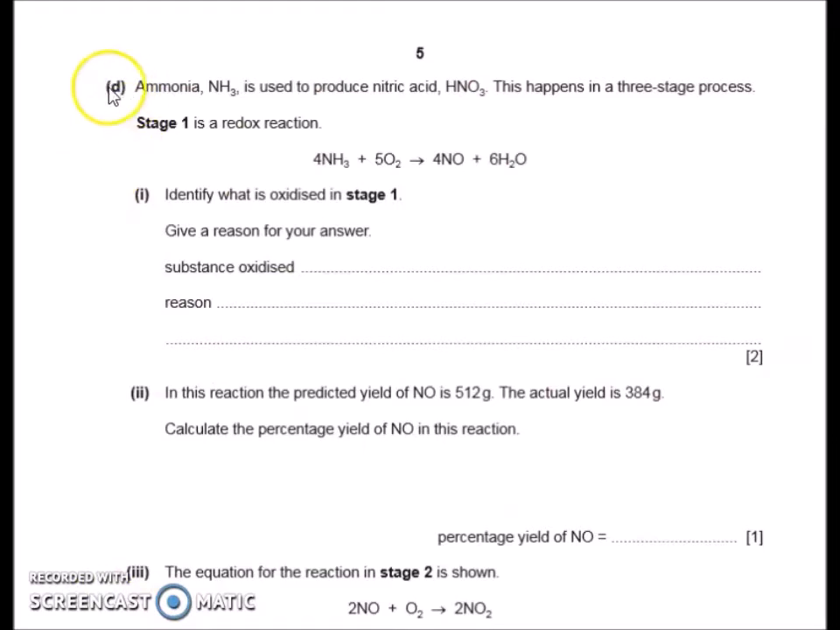Okay, now we come to 2D. Ammonia is used to produce nitric acid. This process is called the Ostwald process. The Ostwald process is to manufacture nitric acid. This happens in a 3-stage process. Stage 1 is a redox reaction. Identify what is oxidized in stage 1. So let us go through one by one here.